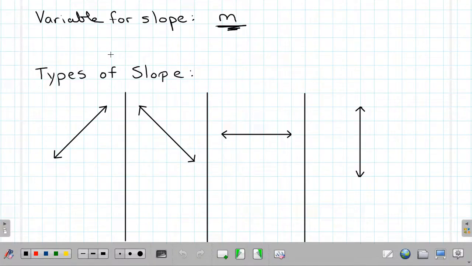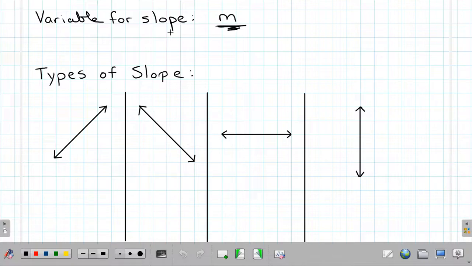A couple more pieces of information here before we go on to some examples. It's kind of a weird variable here, but we do have a variable that we specifically use for slope. So in algebra specifically and in math in general, if you see the letter M, usually that stands for the slope of a line.